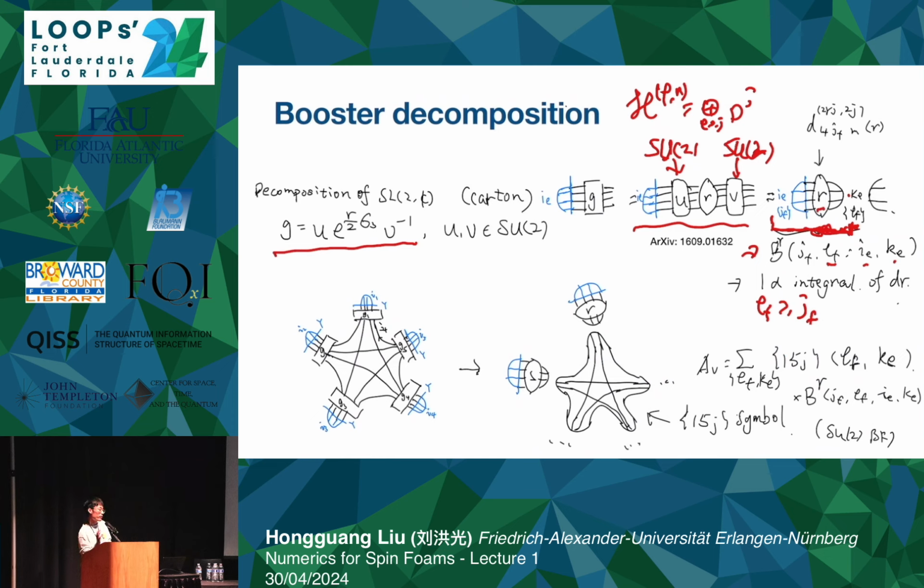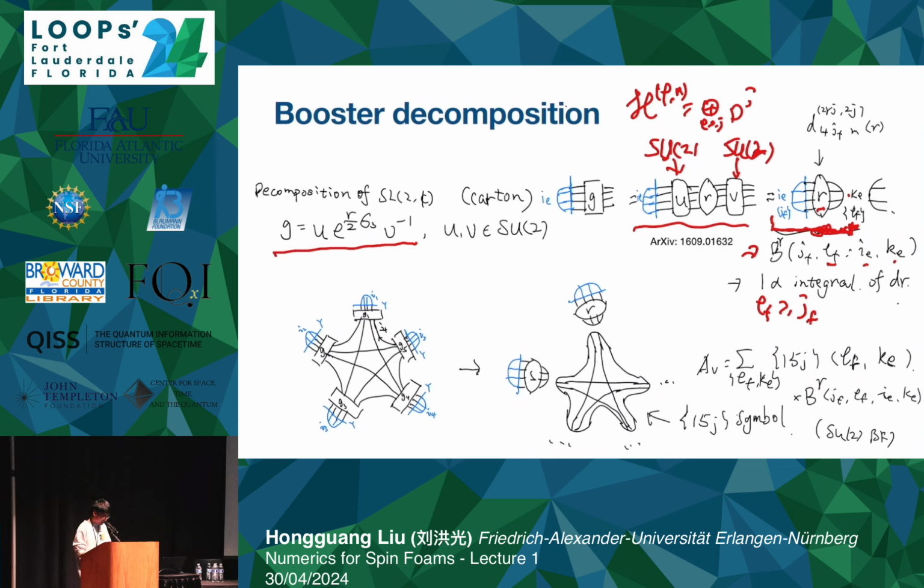The good thing is now we only have one variable. SL2C has 6 variables. That's the SL2C group, you know. But now we reduce this group into an integration with one variable. That simplifies the calculation a lot, and this is called a booster function.